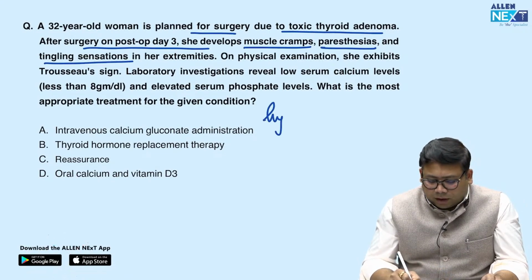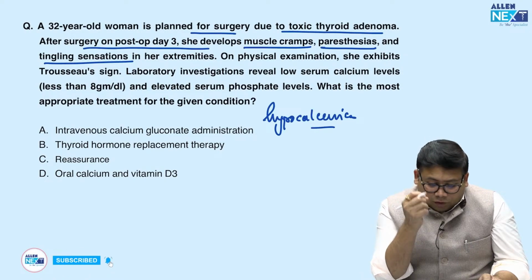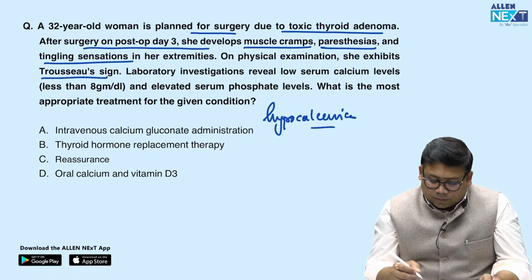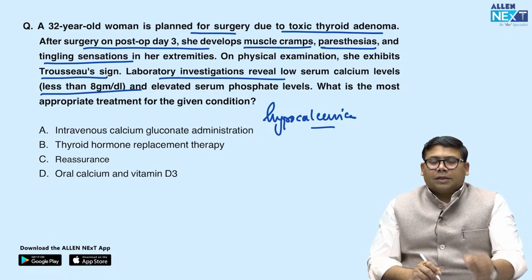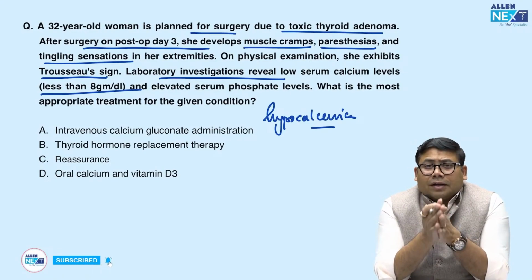So we are talking about hypocalcemia, and this is because of the ipsilateral loss of the parathyroid gland. So what is the next thing? You will check for the signs of hypocalcemia. Trousseau's sign is present. Lab shows the calcium level less than 8. Now less than 8 is alarming, where the patient can have cardiac arrest at any point of time.